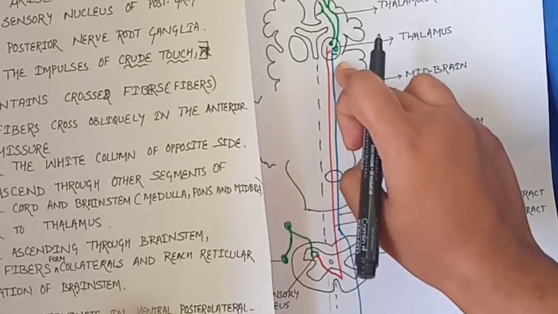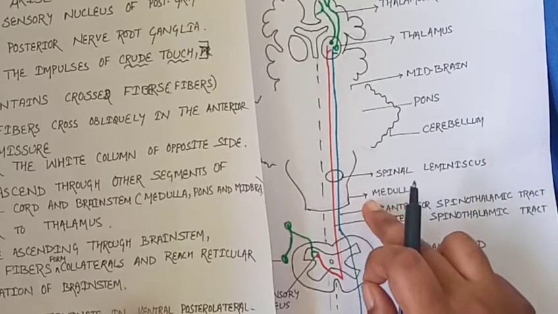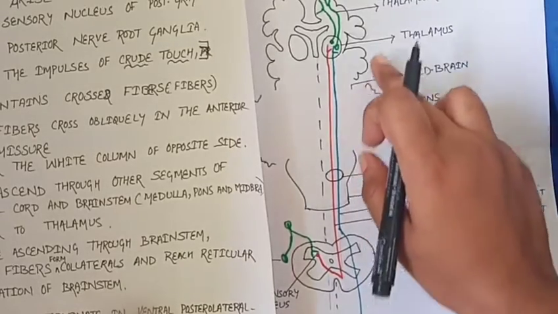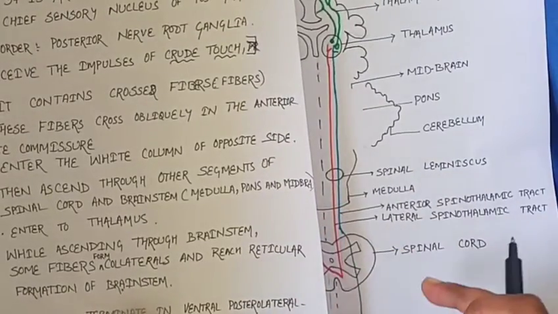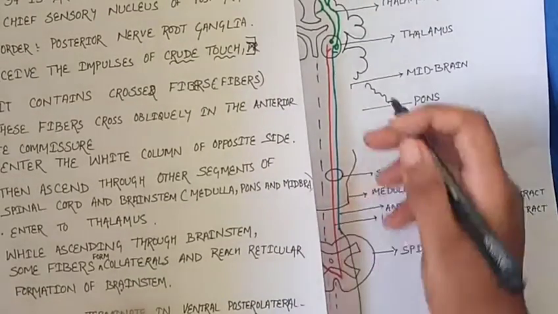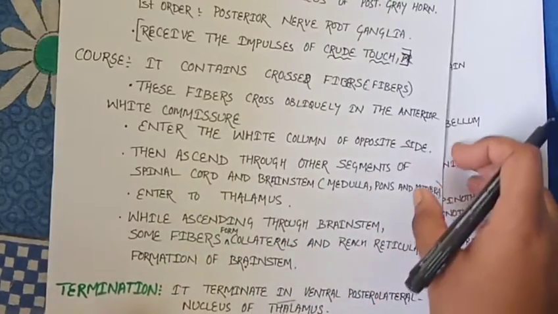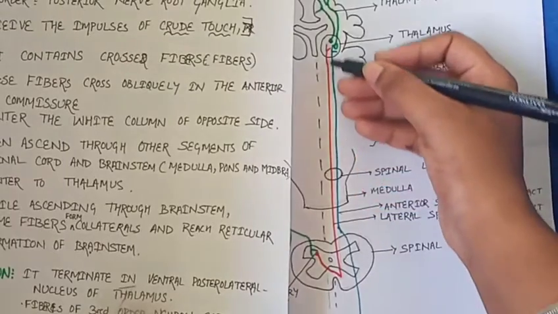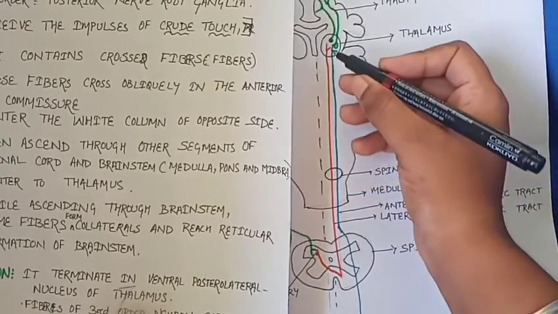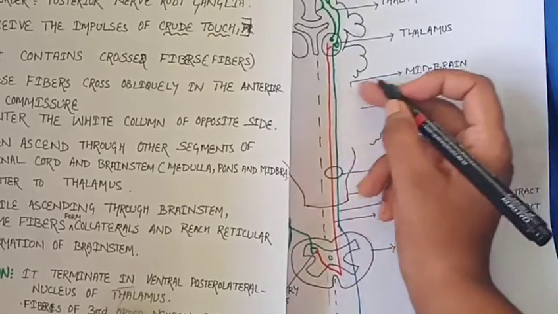In this way they arise and go. Its course is on the opposite side of the origin, and it passes through the medulla, pons and midbrain, ascending upward, then enters the thalamus. While ascending through the brainstem, some fibers go and enter the cerebellum and towards the midbrain.